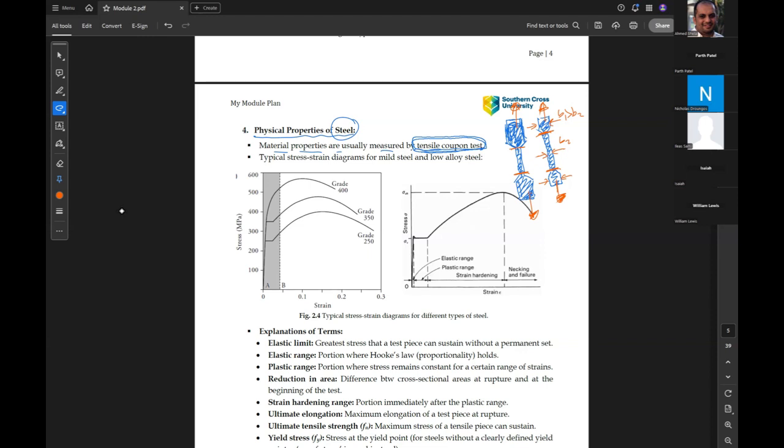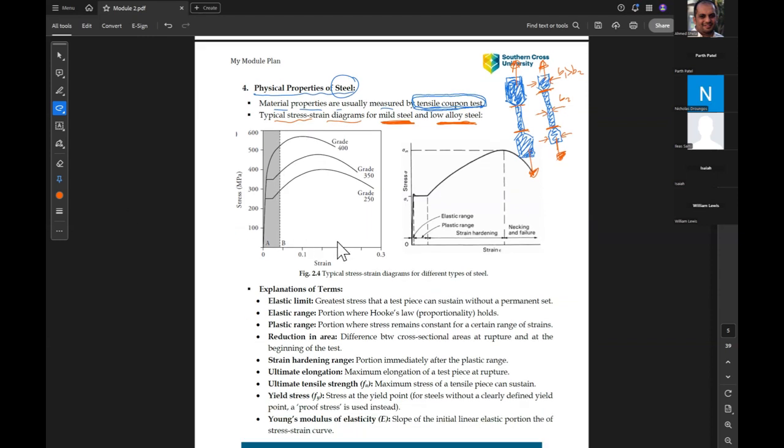So using this test, we have the typical stress strain curve for mild steel and low alloy steel, because we have different types of steel. Let's look at the one to the right first. This is the typical stress strain curve of steel. As you can see, the strain is on the horizontal axis and the stress on the vertical axis.